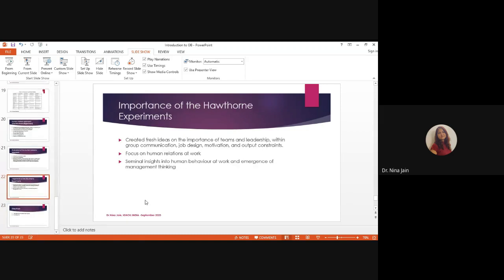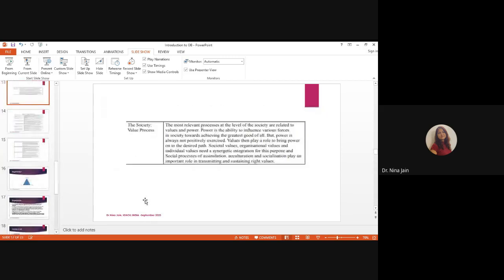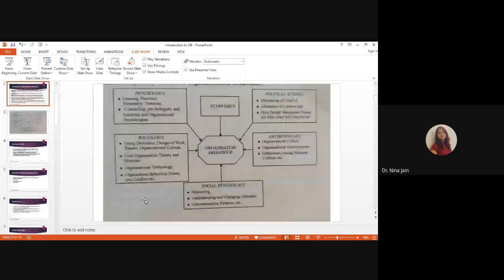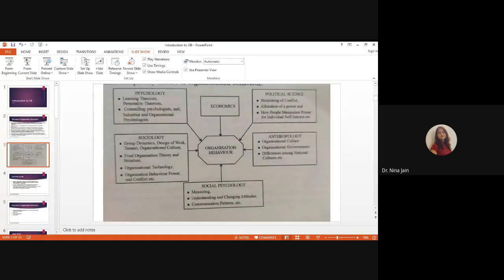These are the evaluations, but the importance of the Hawthorne experiment still exists. It has created fresh ideas on the importance of teams and leadership, group communication, job design, motivation, and output constraints. It helps us to focus on human relations at work, and it gives us insight into human behavior at work and the emergence of management thinking. Whatever I've covered in this slide are the important things only, and whatever you read in the text, I think you'll find in the presentation also. So this is all I can teach you with the introduction to organizational behavior.